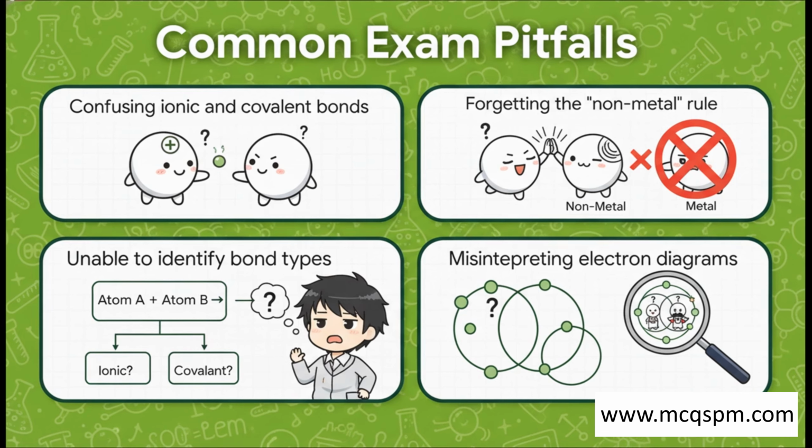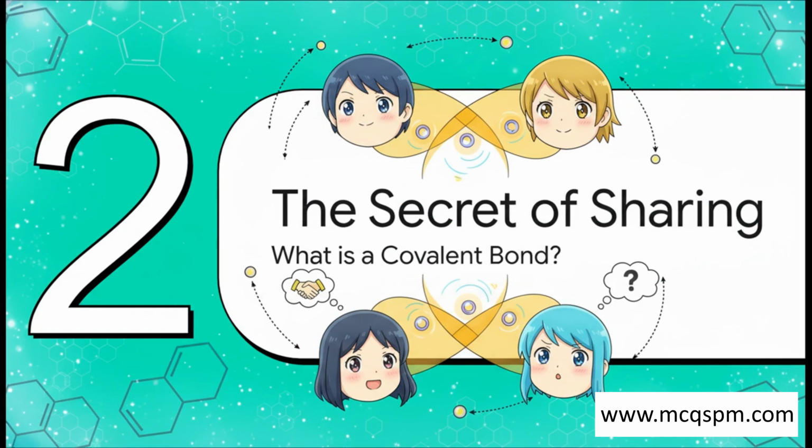Number one is just mixing up ionic and covalent bonds. Another huge one is completely forgetting that simple rule: covalent bonds form between two nonmetals. And finally, just getting tripped up by those electron diagrams. Don't worry, by the end of this, you'll be able to spot and avoid all of them. So let's get right into the thick of it.